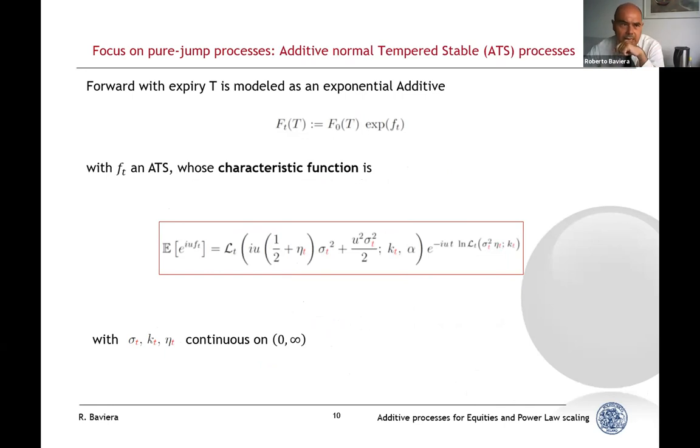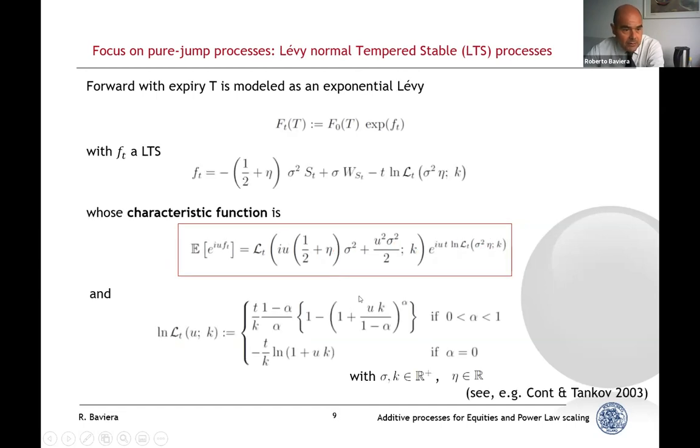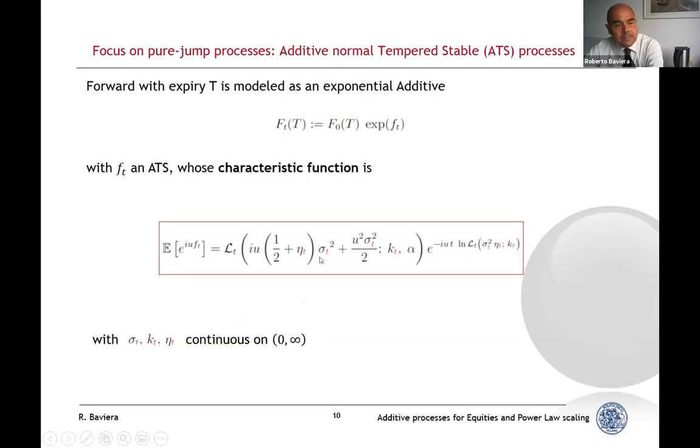Okay, the kind of model that we would like to introduce is an additive normal tempered stable process. So instead of having a Levy, we have an additive. So the forward is modeled as before with an exponential of this form, and the characteristic function has exactly the same form of a Levy, but the three parameters that there were before, that were sigma, k, positive parameters, and eta, okay, just the three parameters, now become some deterministic function of time, eta t, sigma t, and kt, continuous on zero plus infinity. This is the change we would like to have. Is this possible?